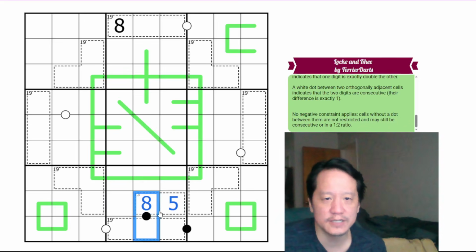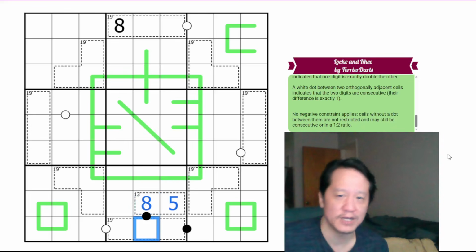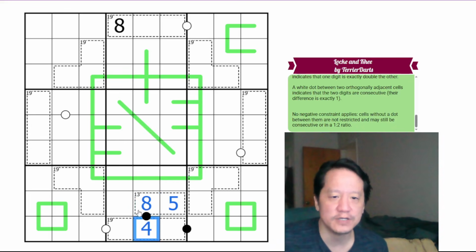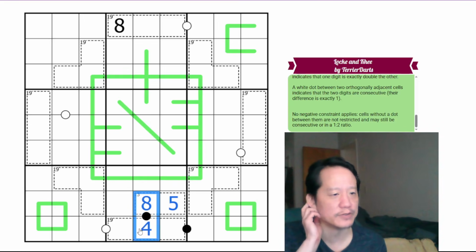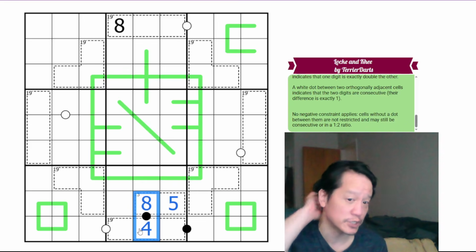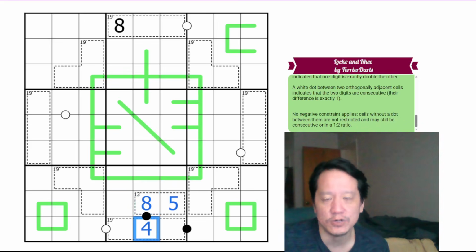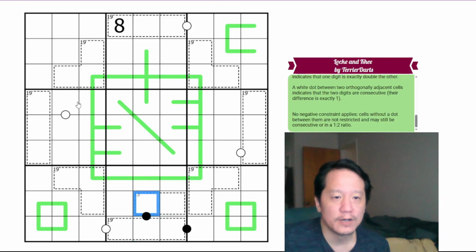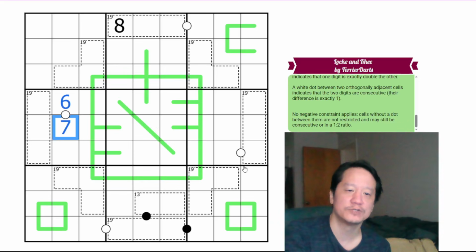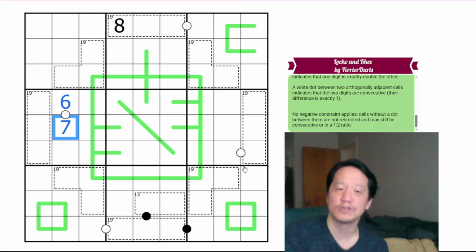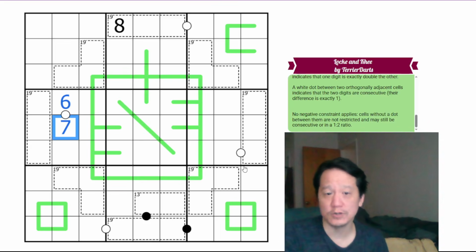Anyways, as an example, if this were an 8, this would have to be a 4 because the black dot in between them signifies that one must be double the other, or they must be in a 1:2 ratio, and 8 is double of 4. As an example of the white dots, or the white Kropke dots as they're otherwise known, if this were a 6, this would have to be 5 or 7 to be consecutive with that digit. And those are all the rules.